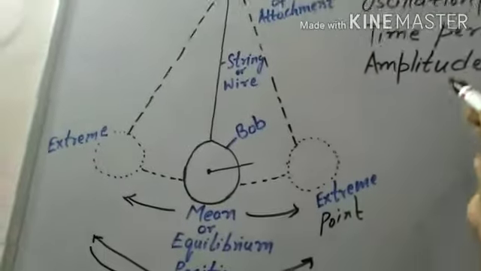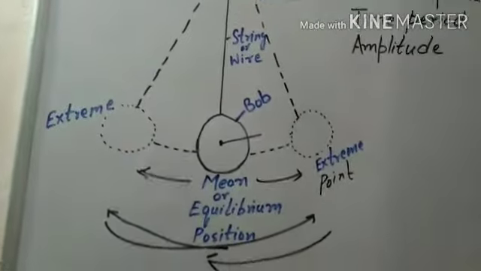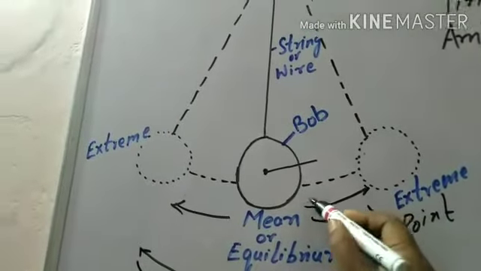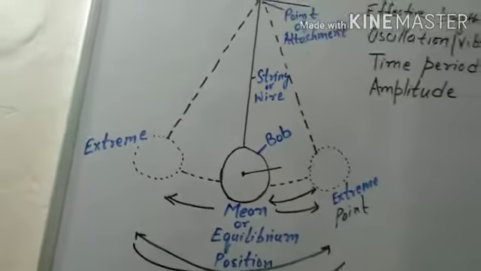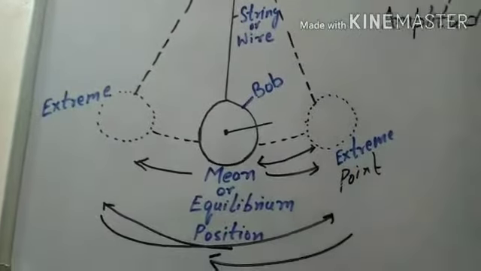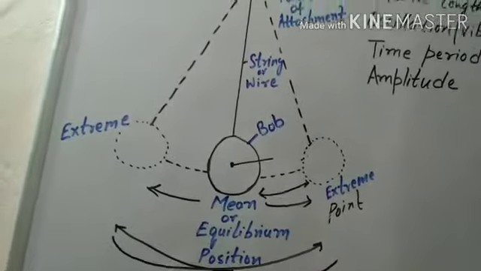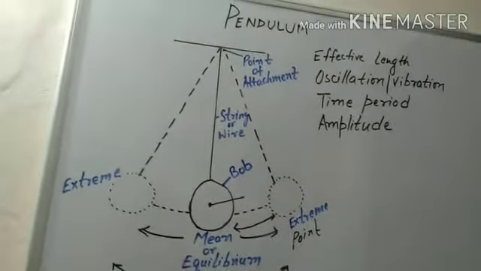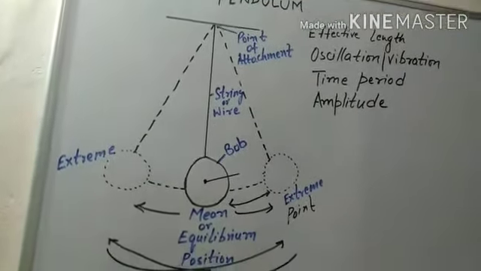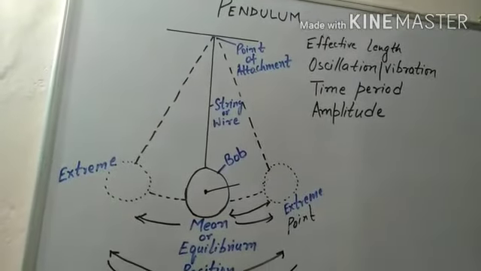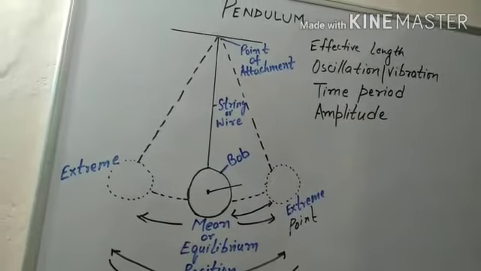And fourth is amplitude. Amplitude is the maximum distance traveled by the bob. How much distance it travels is known as amplitude. So now I think the terms related to the pendulum are clear to all of you, and now you are able to understand.